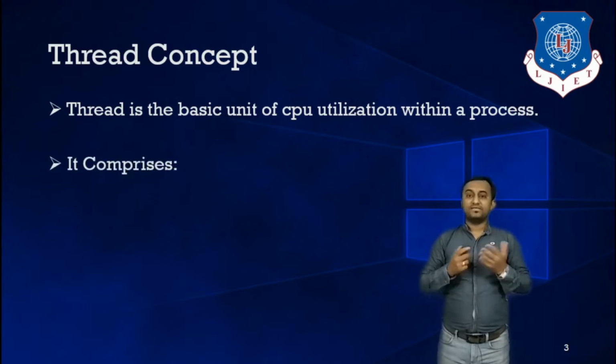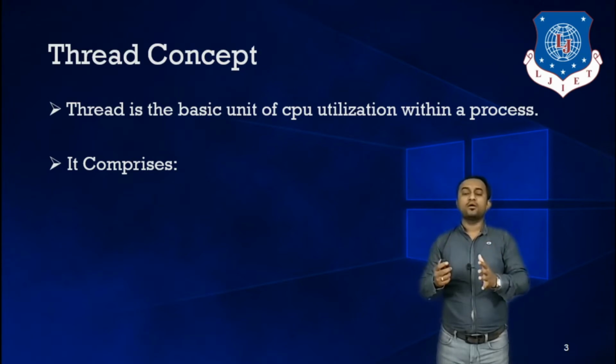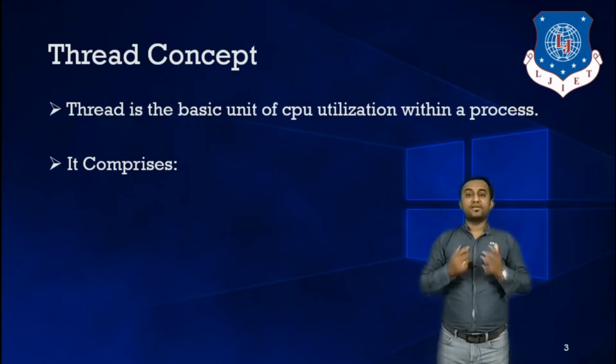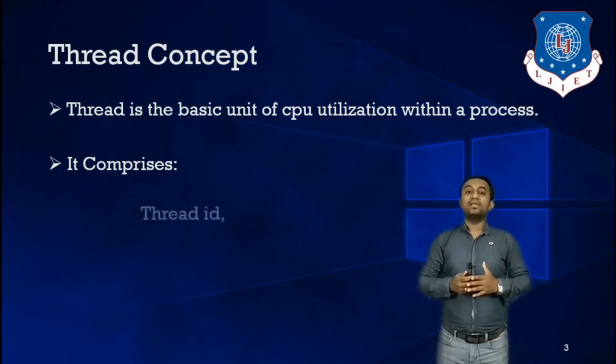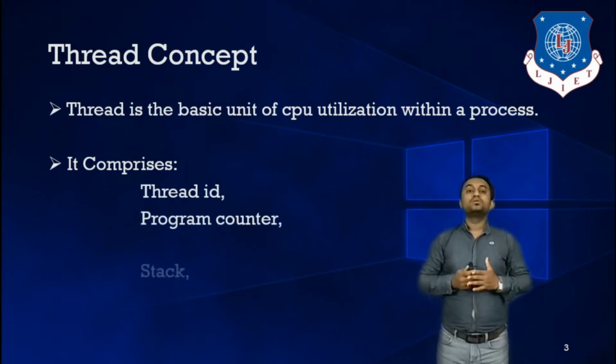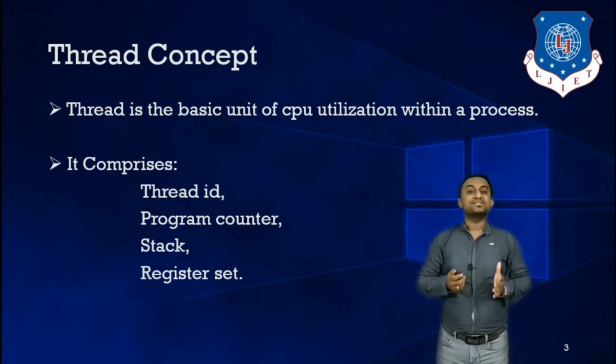Now as we discussed, in the case of process management, a process consists of various elements. Each process is associated with one process control block, and each process control block contains 7 to 8 elements, or you can say informations. In the same way, a thread comprises 4 elements. One is thread ID, second one is program counter, third one is stack, and fourth is register set.